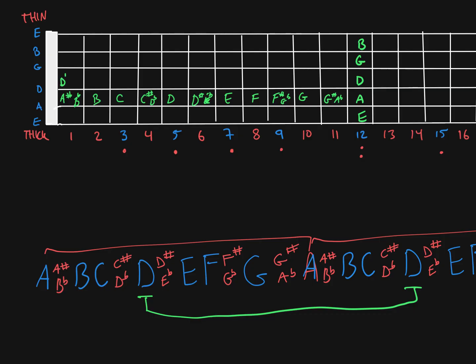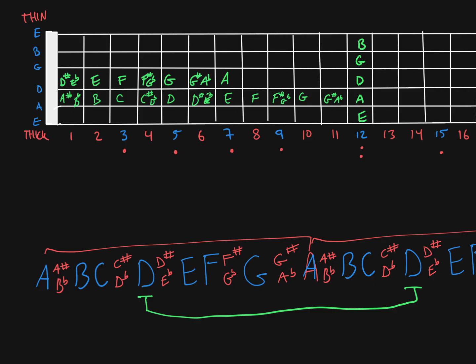So we start on the D, which is open, then D sharp or E flat. Then we move on to E, then on to F. Then, of course, F sharp or G flat. Remember, these notes have two names, G sharp or A flat.